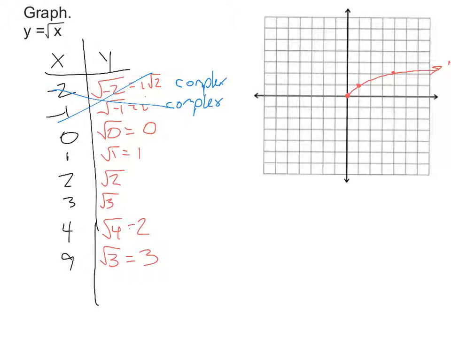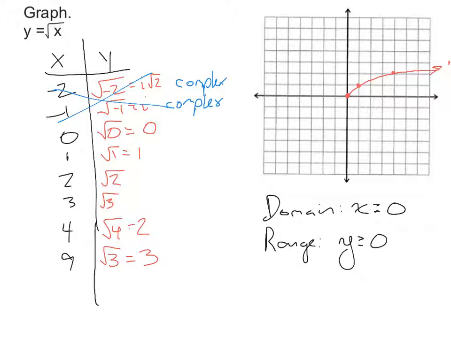Now this is where some things change for us. Our domain, we realize that we're not allowed to plug in things underneath that square root that are going to be negative because they're going to be complex. So my domain are my x's that are greater than or equal to 0. The range, if I plug in a number that has to be positive, I'm only going to pop out numbers that have to be positive. So my range are also y's that are going to be greater than or equal to 0.